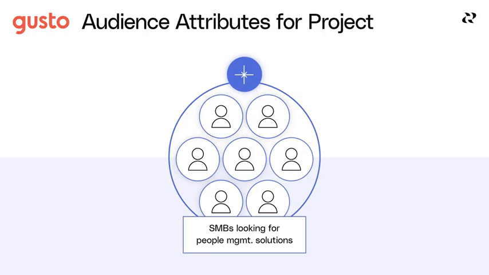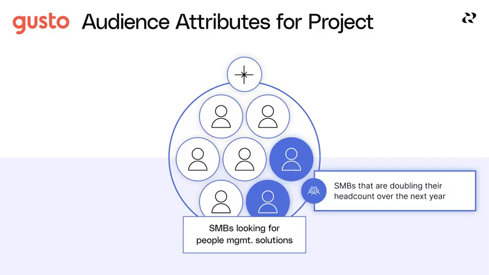Gusto's company user profile is small to medium-sized businesses, or SMBs, that are looking for people management solutions. This feature's audience differs from the overall company user profile because it targets a specific subset, SMBs that are growing headcount rapidly. As such, the team defines the research audience as SMBs that are doubling their headcount over the next year. An onboarding solution will likely be of high value to these businesses since they'll need to onboard more new employees than a slower-growing business.